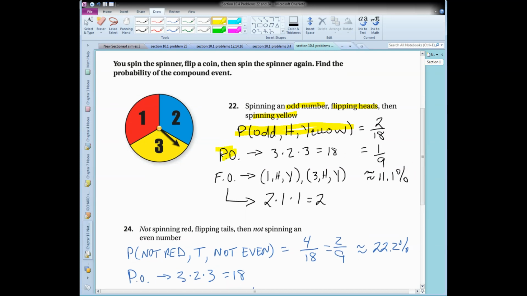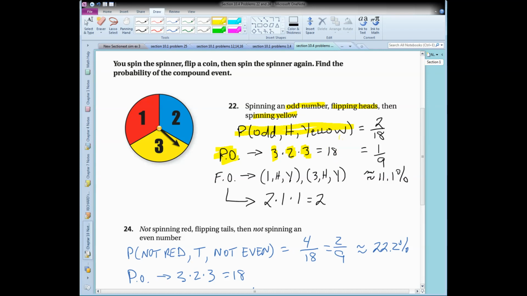Well, I looked at what are all the possible outcomes. For spinning an odd, there's 3 possible outcomes on the spinner. So that's where I got 3. For flipping a coin, there's 2 outcomes, heads or tails. For spinning a yellow, there's 3 colors on there, so I have 3 choices. So that gives me the number of possible outcomes.